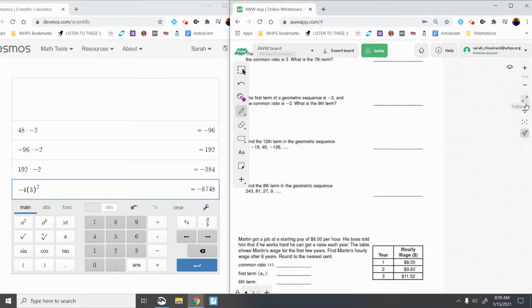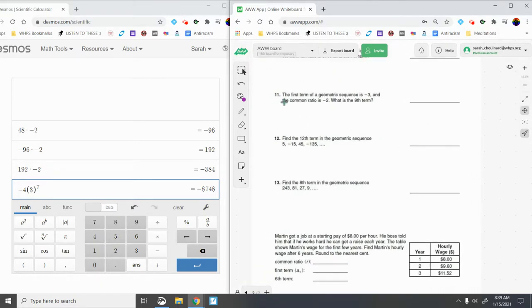All right, I'm going to do number 11. They want me to find the 9th term of the sequence. That means I'm going to use the explicit rule. We always use the explicit rule to calculate terms of the sequence. So my formula is a sub n equals a sub 1 times r to the n minus 1 power. Since I know that the first term is -3 and the common ratio is -2, my explicit rule is going to be -3 times -2 to the n minus 1 power.